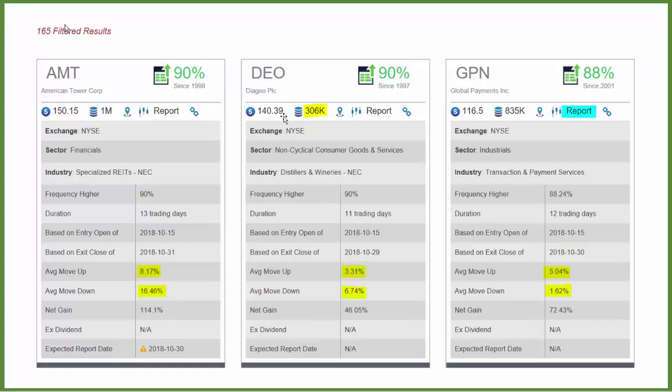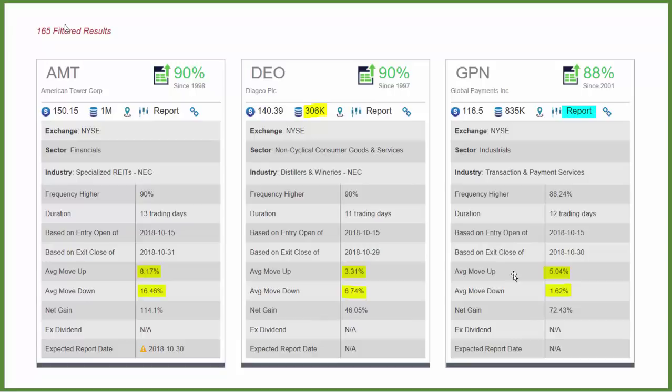And the problem with DEO is that the volume is not that great. It does meet my minimum, but it's not one of the better volume stocks. And then again, you have a scenario where the average move up is only about half the size of the average move down, but again, it's only moved down 10%, so you can't completely discount that opportunity because of that number.